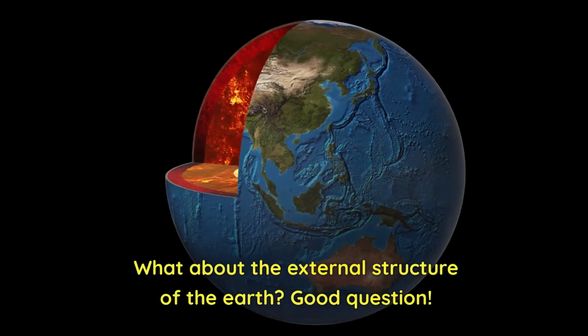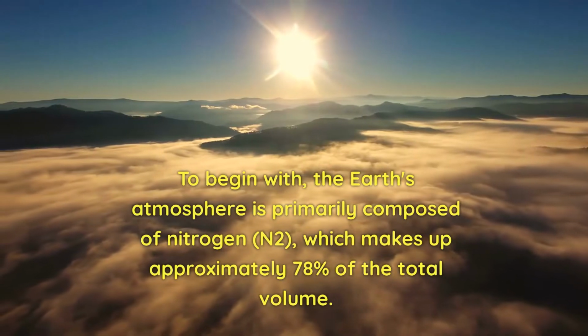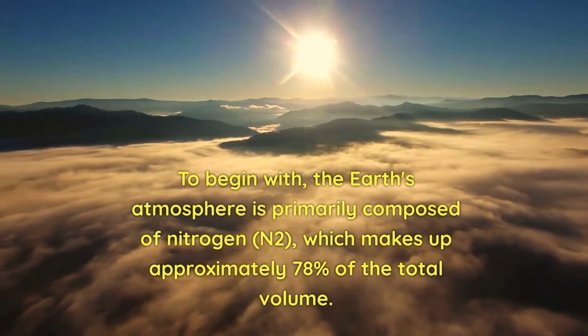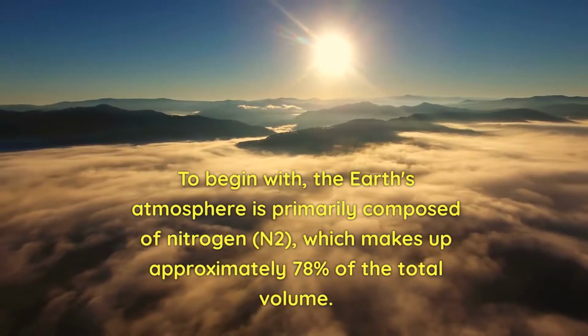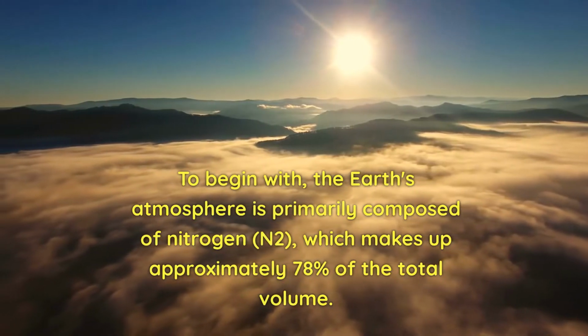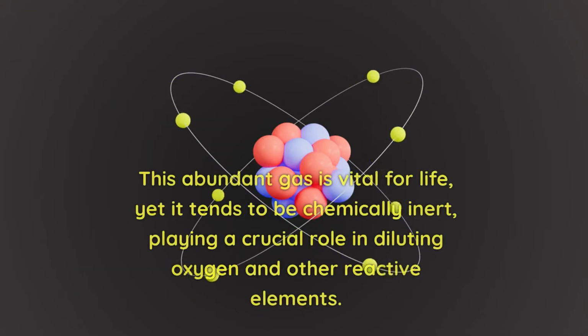Good question. To begin with, the Earth's atmosphere is primarily composed of nitrogen, N2, which makes up approximately 78% of the total volume. This abundant gas is vital for life, yet it tends to be chemically inert, playing a crucial role in diluting oxygen and other reactive elements.